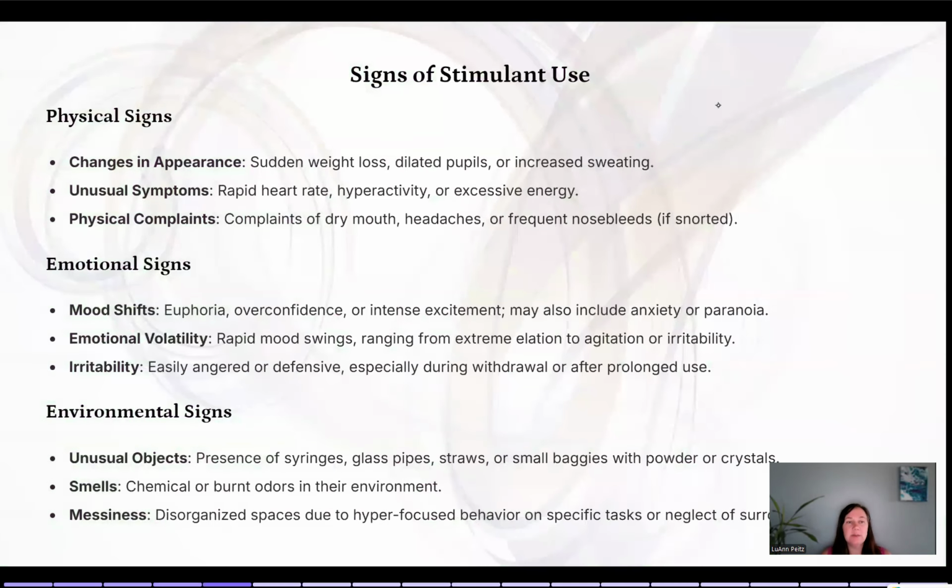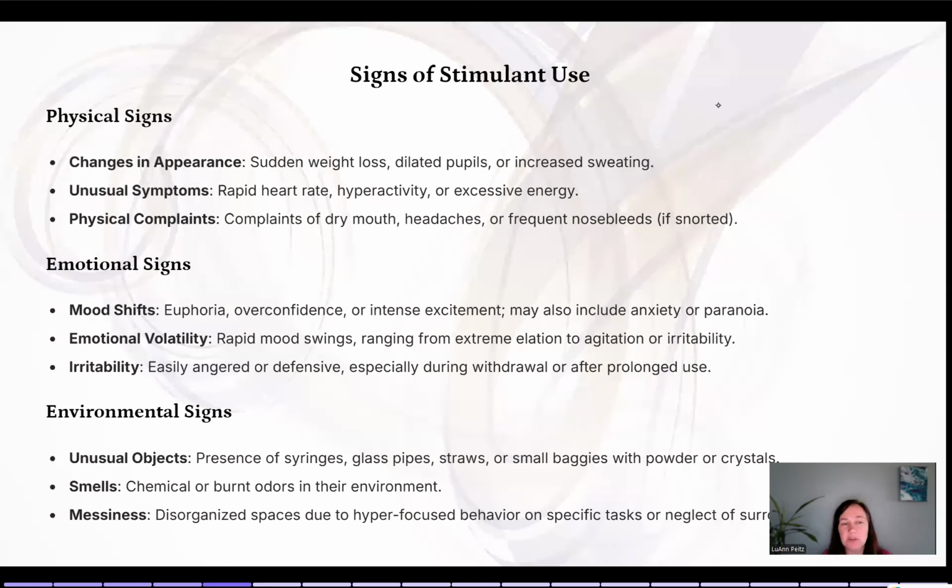Let's look at signs of stimulant use. The physical signs are changes in appearance. This can look like sudden weight loss, dilated pupils, or increased sweating. Do they have unusual symptoms like rapid heart rate, hyperactivity, or excessive energy? Are there physical complaints of dry mouth, headache, or frequent nosebleeds if it's snorted?